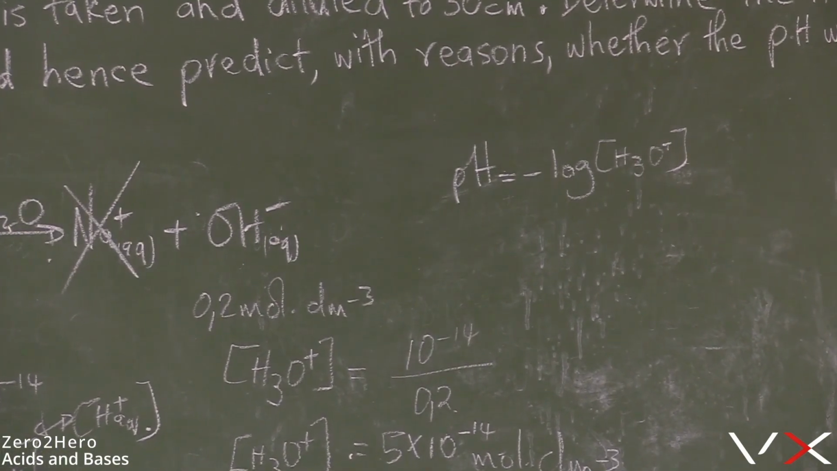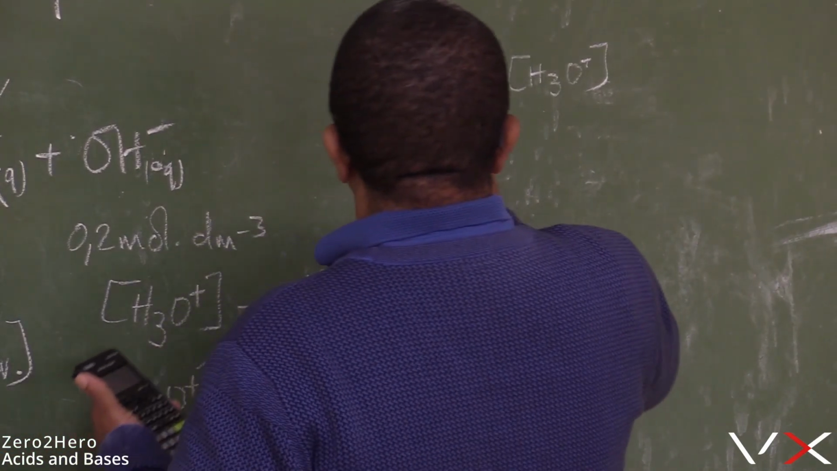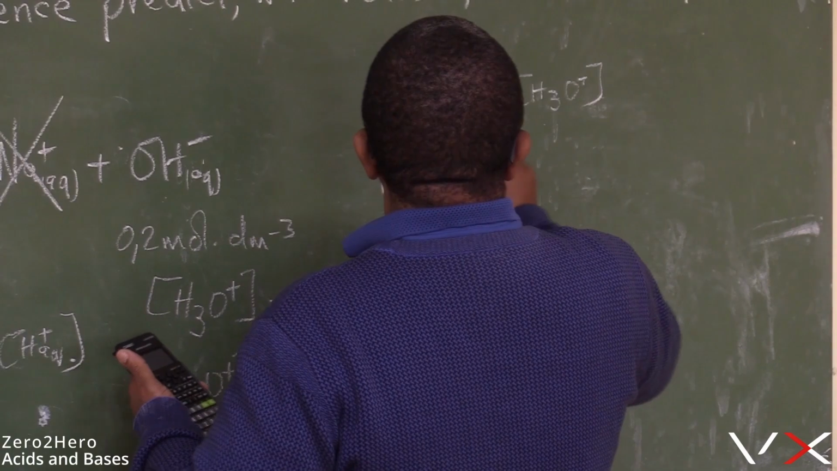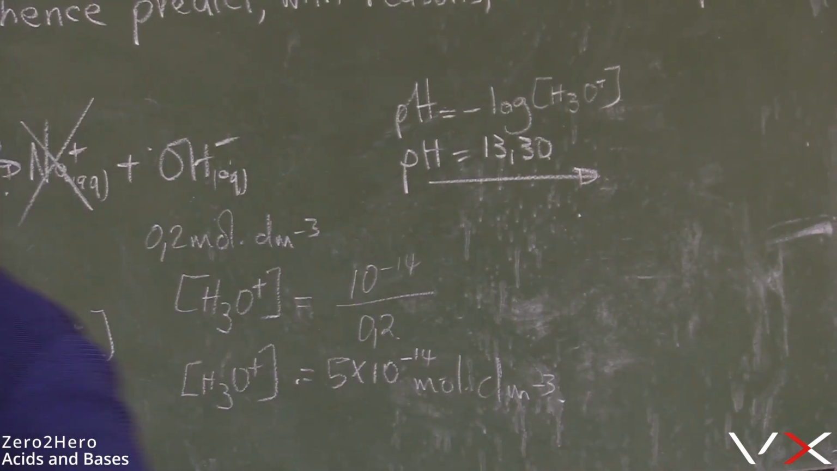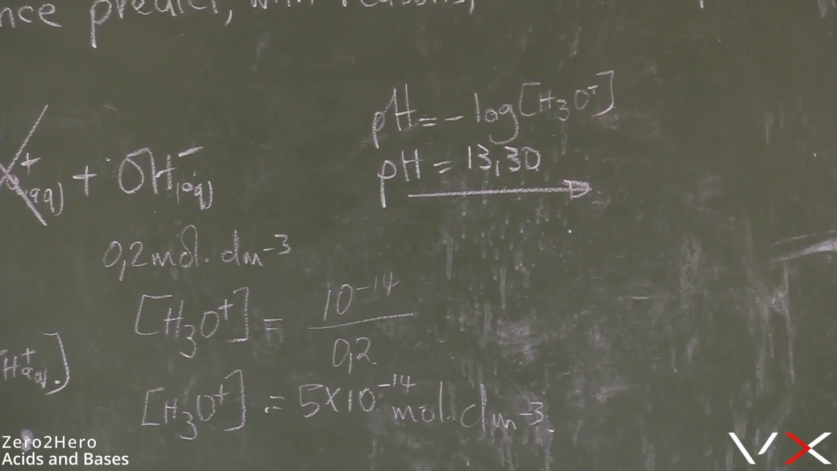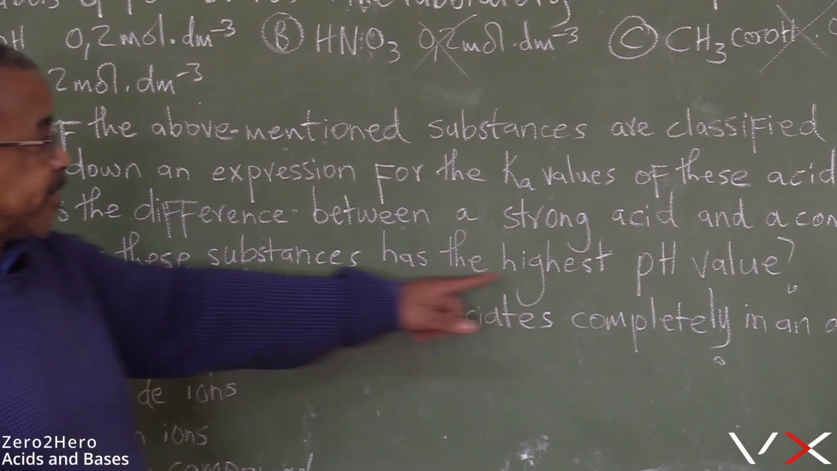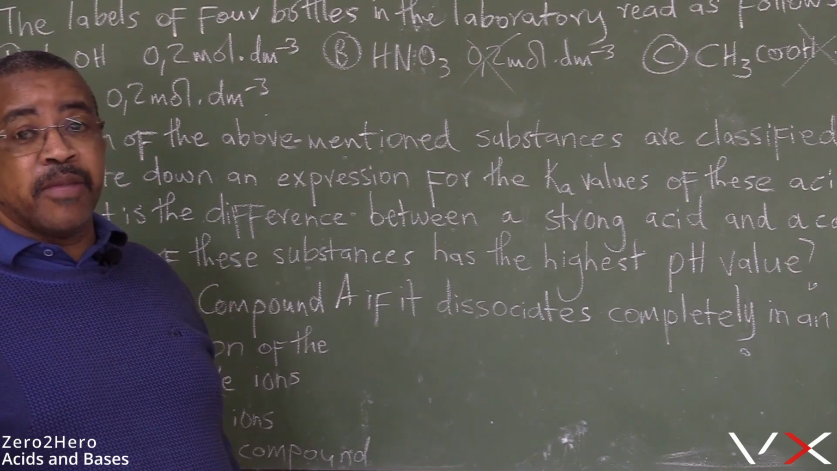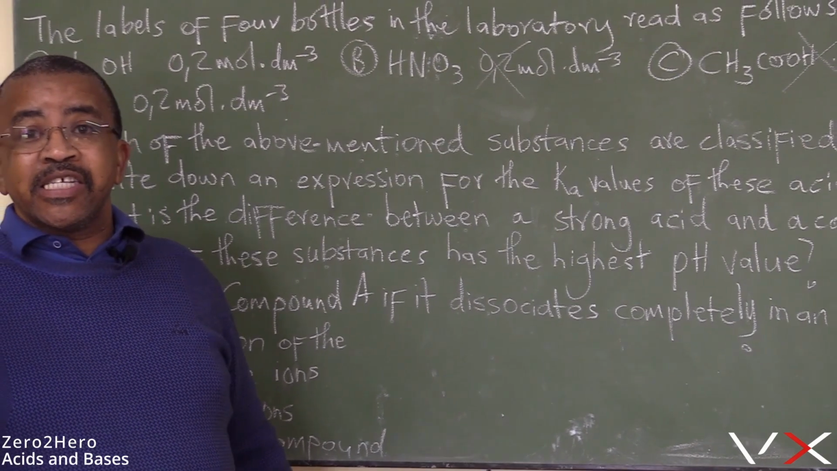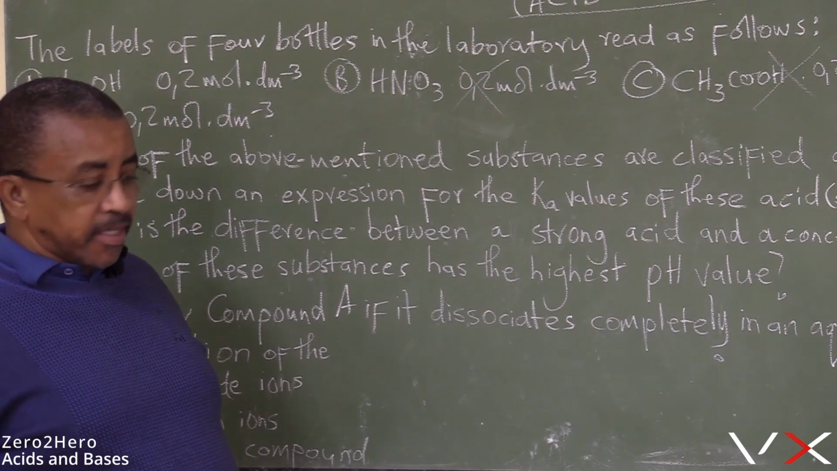So the pH is 13.30. That is the pH. You see how large its pH is, 13.3, which shows that it is the substance with the highest pH value. You know pH ranges between 0 and 14. So we have this 13.3.